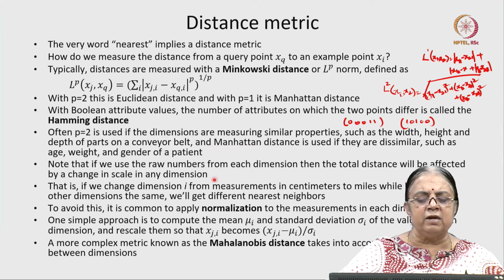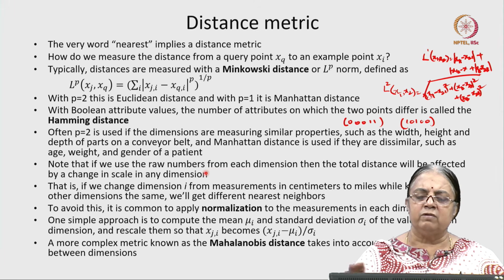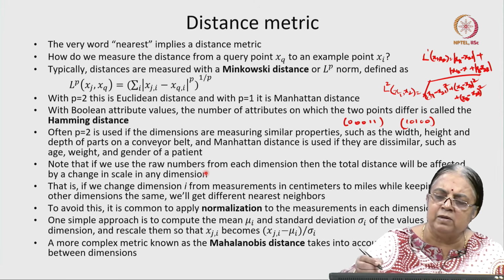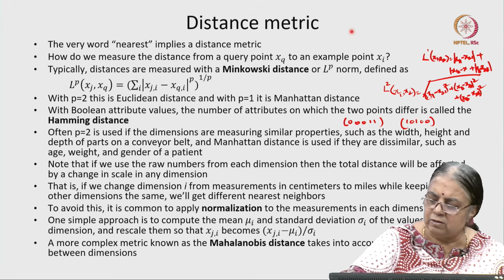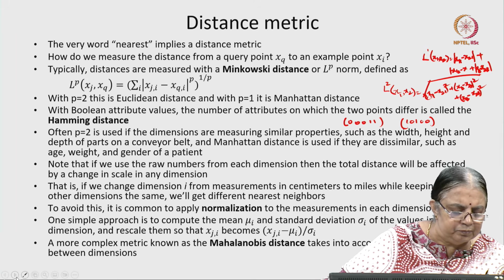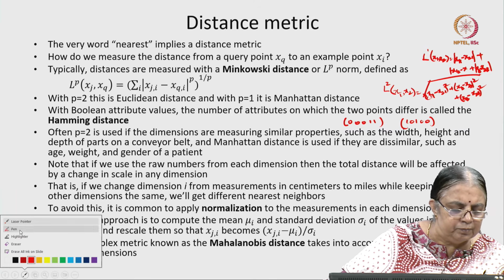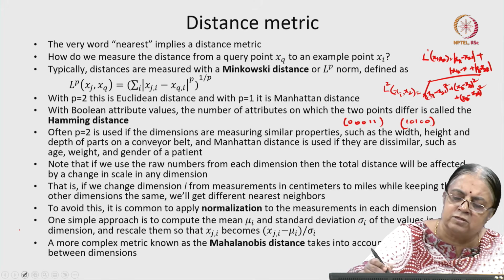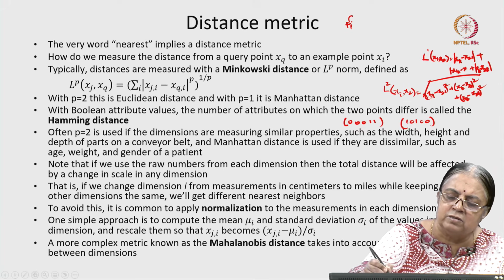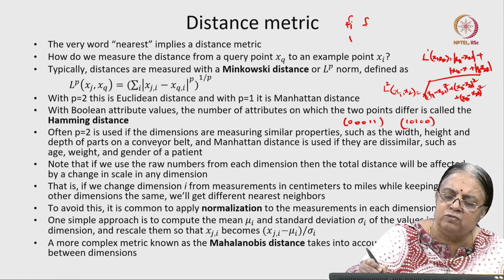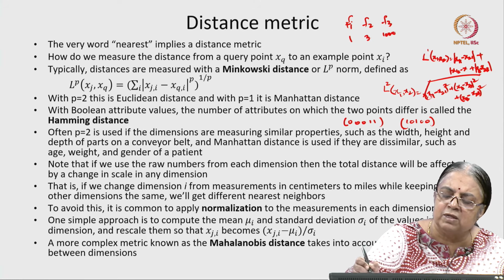Now, what happens is that suppose the values that you have are very much different. For example, I can have one pattern which has, say, the first feature, feature 1 is 1 and feature 2 is 3 and feature 3 is something like, say, 1000 or something.